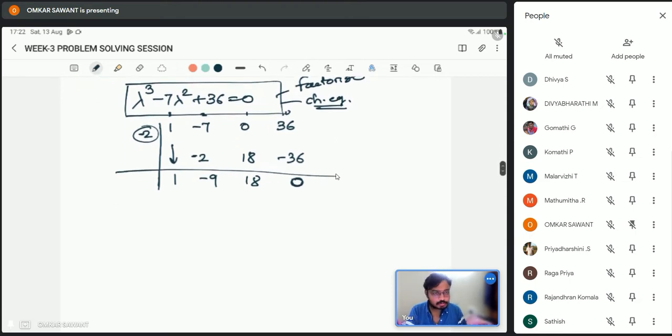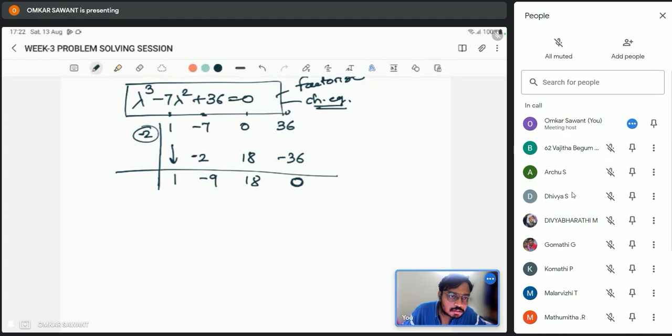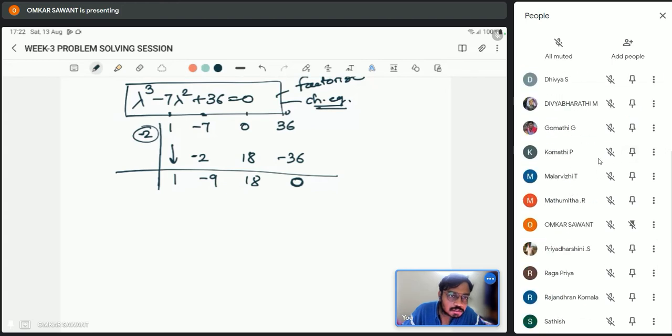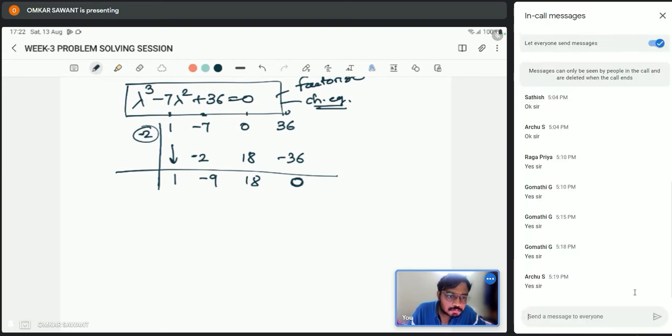Okay, I guess this is very simple. Everyone must have got this. Komati, Divya, please respond in the chat. What are the eigenvalues after factorizing? You got the characteristic equation. Let me know the eigenvalues.